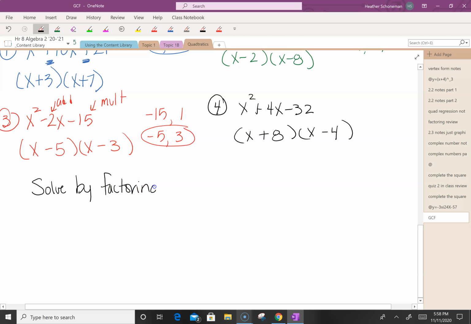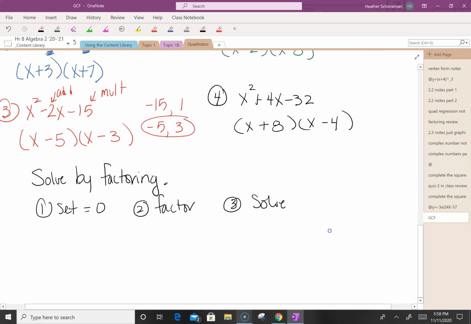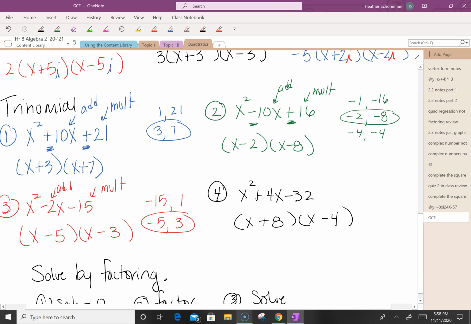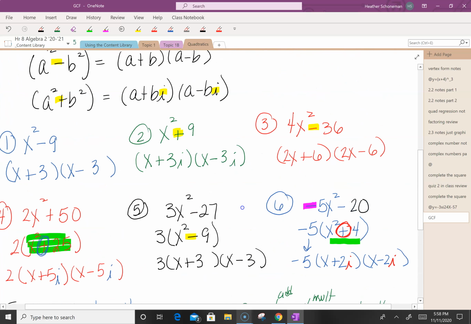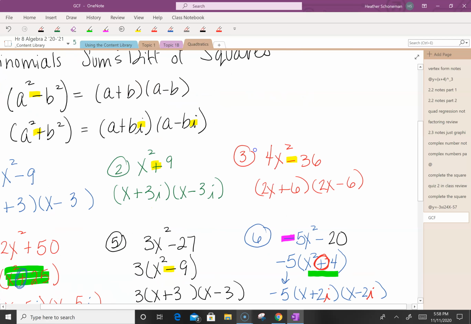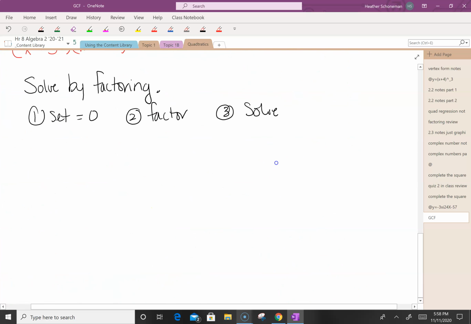Okay, real quick, I want to do a little bit of solve by factoring and then you're done. When you solve by factoring, you're going to set equal to 0, you're going to factor, and then you're going to solve. Notice all of these were factoring and we stopped at the parentheses, right? All of these ended in parentheses. We didn't go any further. All right, let's try a couple of these.